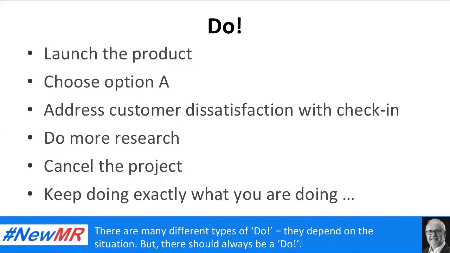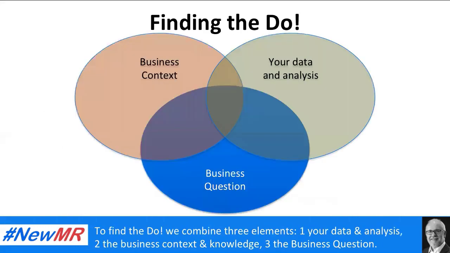Sometimes, and I've been in the situation, the do is really quite bad news. It's we think you should cancel the project. We're not just going to give you a whole bunch of bad scores. We're going to tell you we think you should cancel the project or come up with a massive rethink. Sometimes, and this is when it's good news, keep doing exactly what you are doing. That is a do too. So we always need to know what is the do that we're trying to convey.